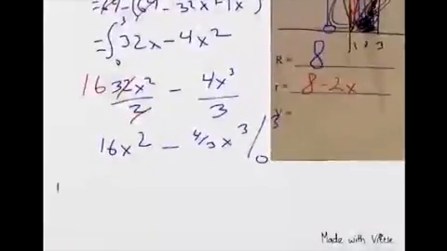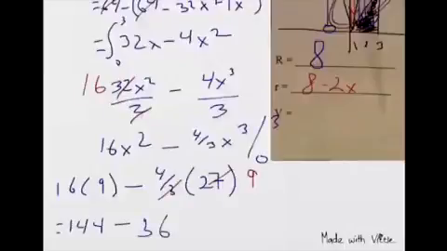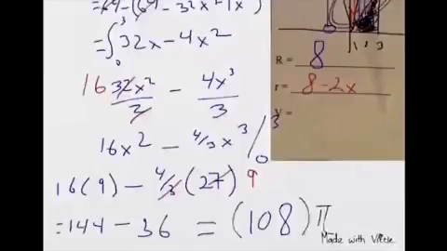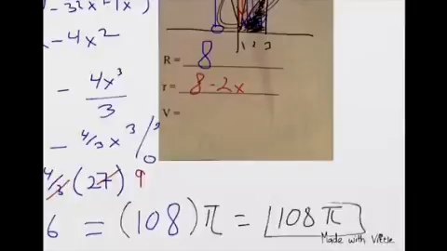Okay, so now that you have the integral, you find it from 3 to 0. So f of 3 is 16 times 9 minus 4 over 3 times x cubed, which is 27. So this gives you 144 minus, cross these out, gives you 9 times 4, which is 36, which gives you 108. And then you bring down the pi, like last time, that gives you 108 pi as your answer. So 108 pi.